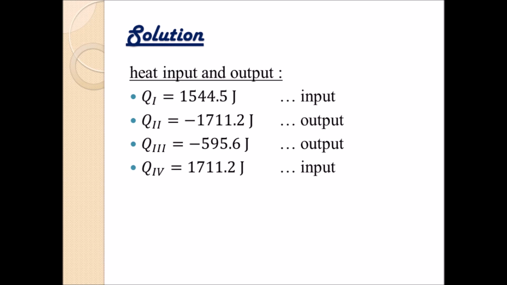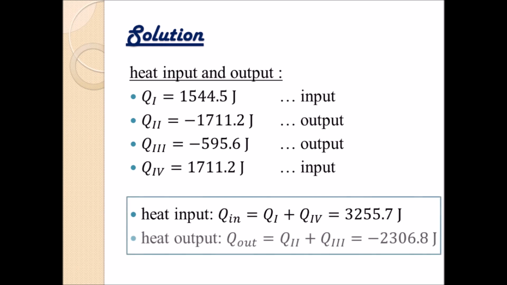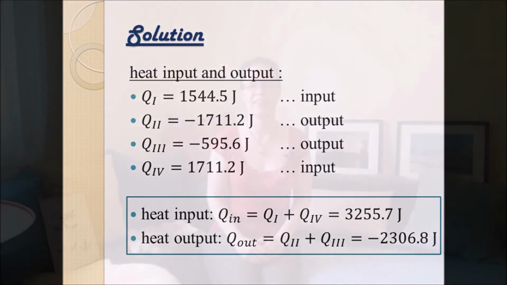So in order to calculate the heat input, we're going to take Q1 and Q4 and add them up. And for the heat output, we'll take Q2 and Q3 and add them up. And what we get is that heat input Qin equals 3255.7 joule, and heat output is minus 2306.8 joule. So all in all, I hope you just saw that such a complex thermodynamic cycle contains heat input as well as output. So we have to put something into the system, but we also get something out. And of course, what we may want to get out is the work that we haven't been talking about much in this exercise, but of course it's an important part of such a thermodynamic cycle.